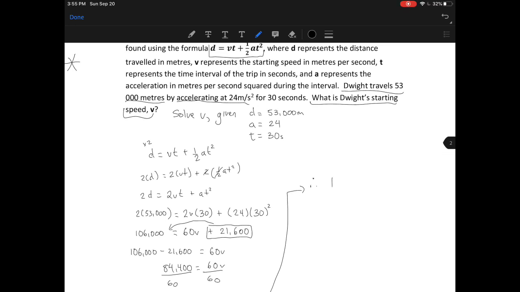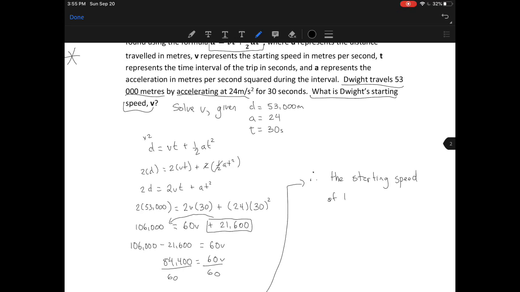So now we just need our therefore statement. Therefore, the starting speed of the race car is 1,406.67 meters per second. All right, which is crazy fast and honestly in real life very unrealistic, but the purpose of that question was just to get you more comfortable working with some bigger numbers and getting decimal answers, okay?